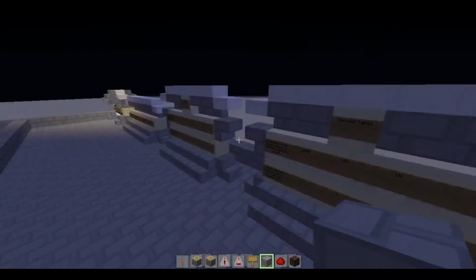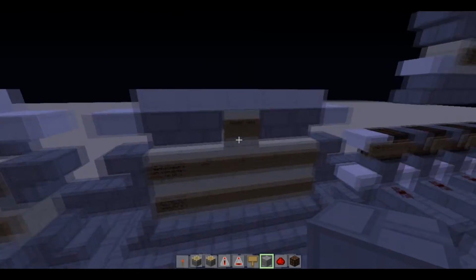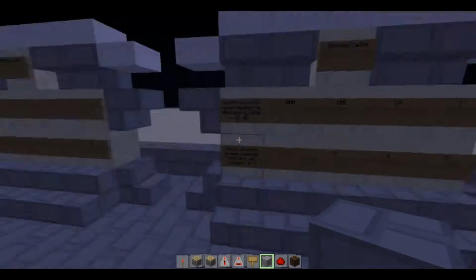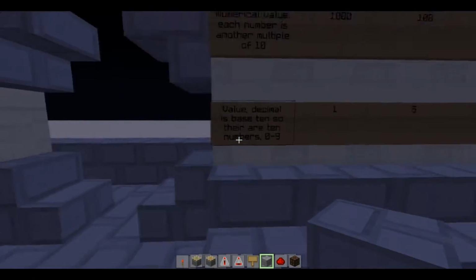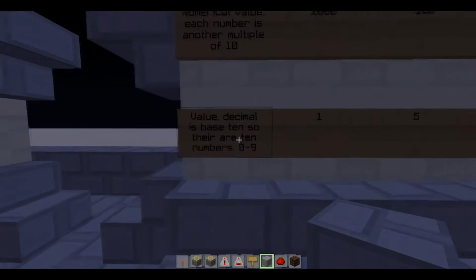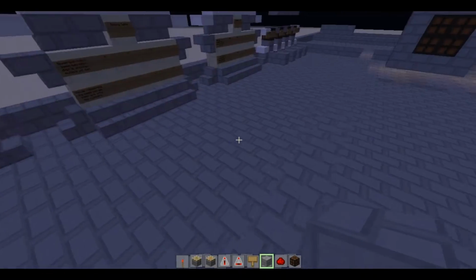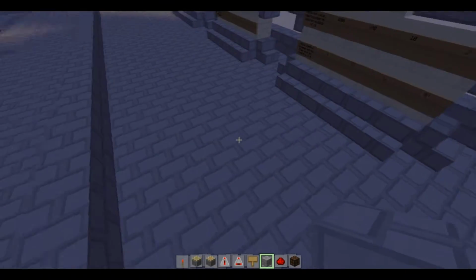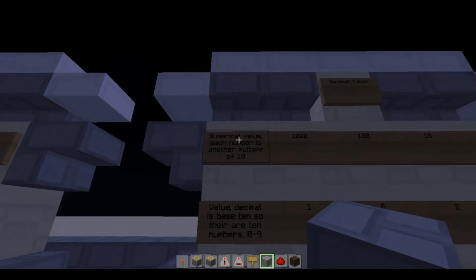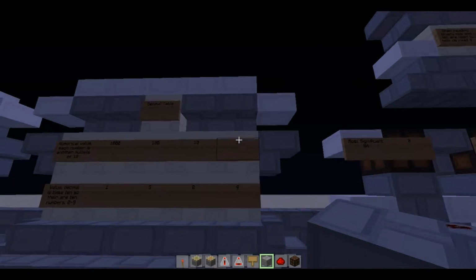So just as another quick example so you can tell the difference, I have the decimal table, which is our numeral system. So this is one you're going to understand, obviously. Decimal is base 10, so there are 10 numbers, 0 to 9. As you know, in our numeral system, it goes from 0 to 9. And then we have our numerical value. Each number is another multiple of 10, always starting at 1.